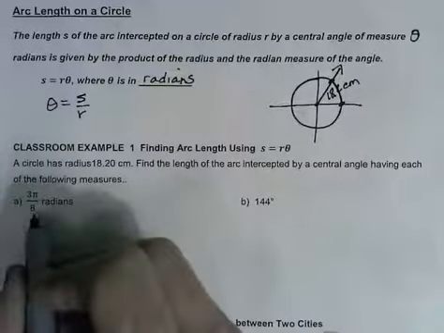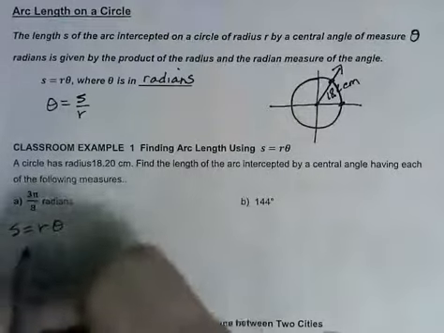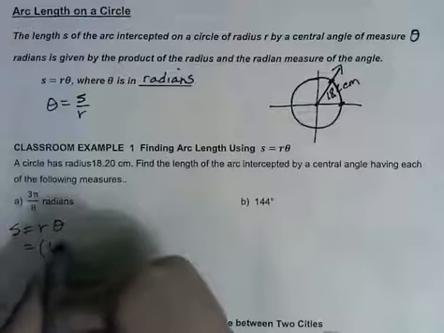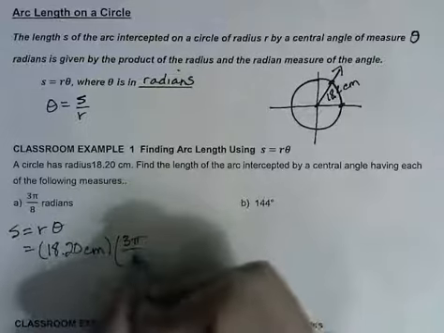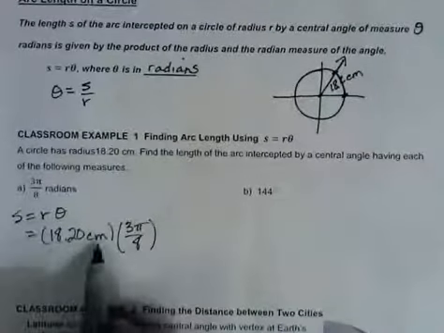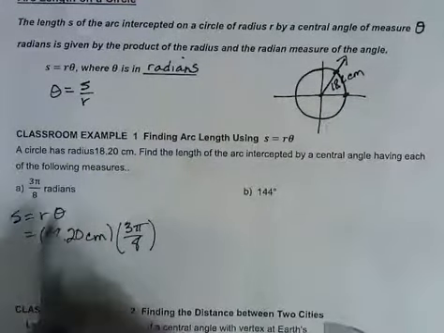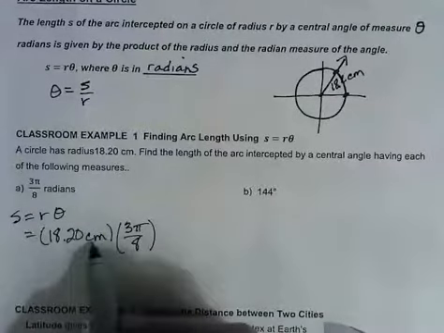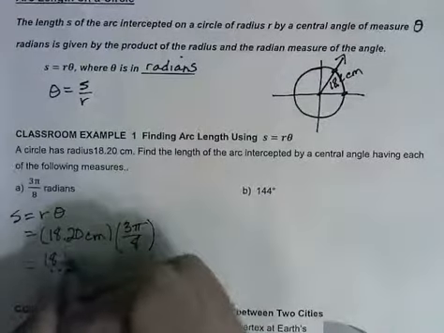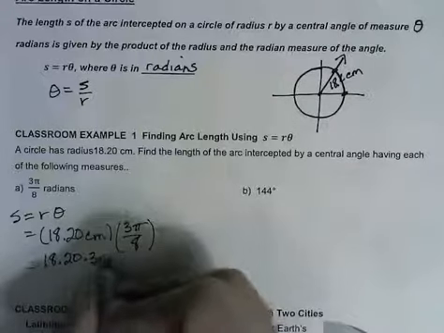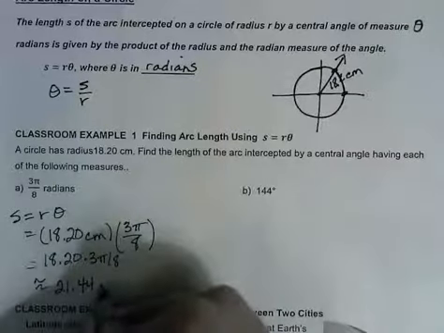Since this angle is already in radians, all we have to do is use the formula. We're putting in our 18.2 centimeters for r, and then our radian measure of the angle. I'm going to write the units for the radius, but not for this, because remember, the radians really isn't a unit like other units. And if I do this, then my unit will end up being in centimeters, and that's what I want. I'm just going to put this in my calculator, do 18.20 times 3 pi divided by 8. That's going to give me approximately 21.44 centimeters.